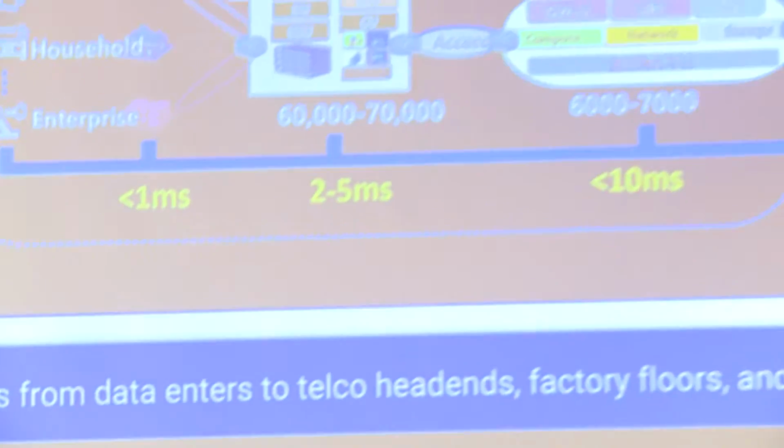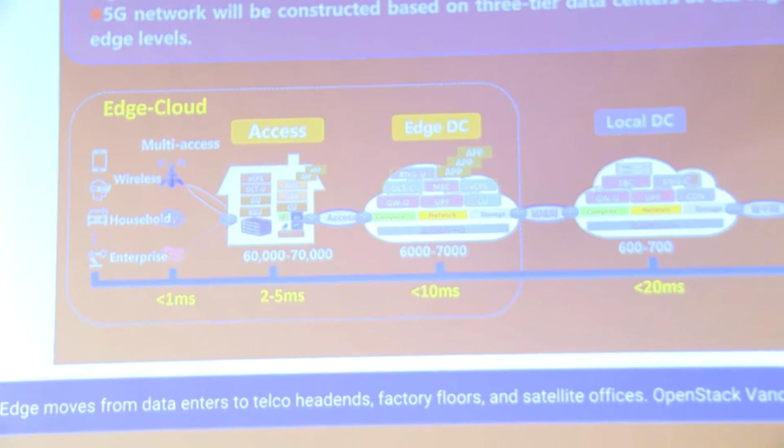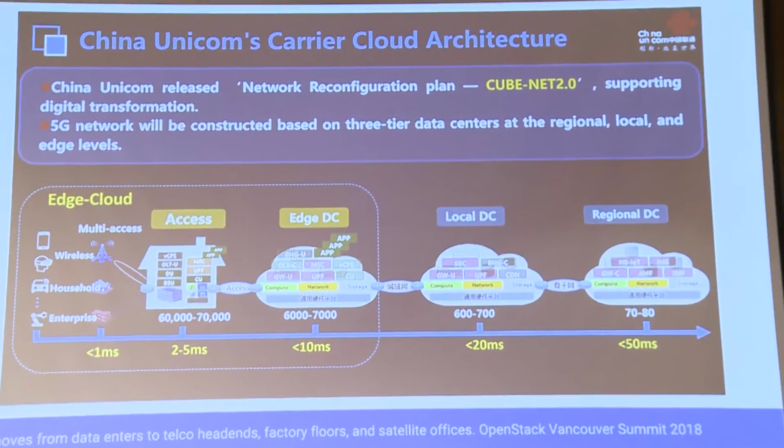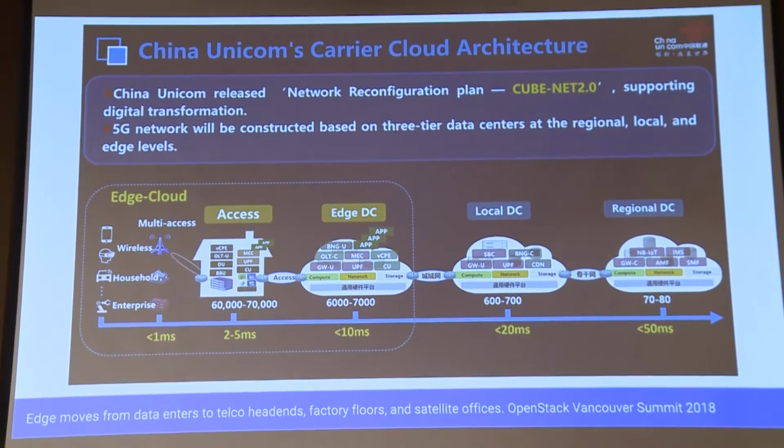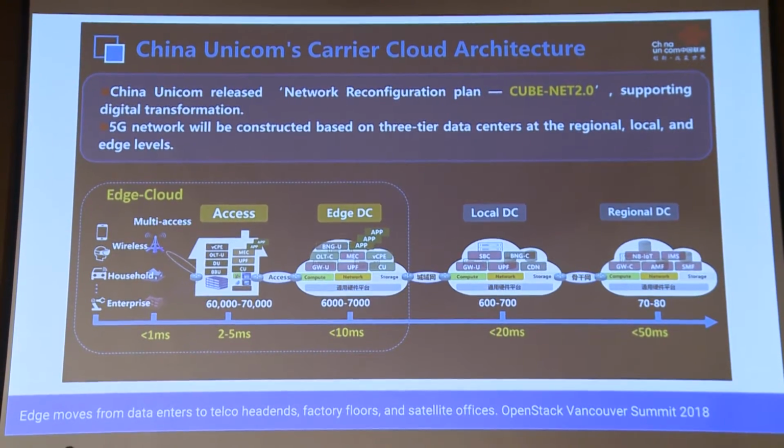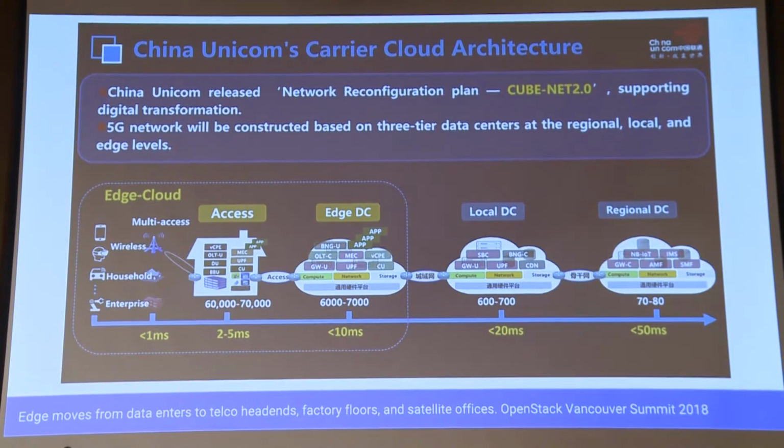So as you can see here, they're moving from large centralized data centers into edge and access data centers. And you can see that the latency time down at the bottom there, they're moving from 50 milliseconds down to under 10, 2 to 5 milliseconds. And even if you have a device that's local within a house, to less than 1 millisecond.